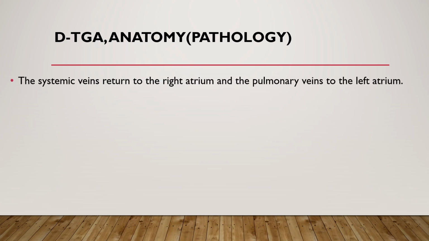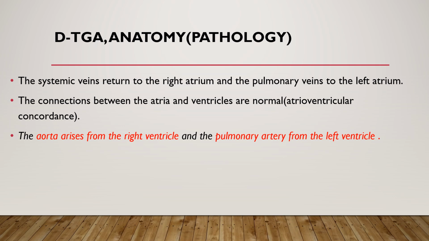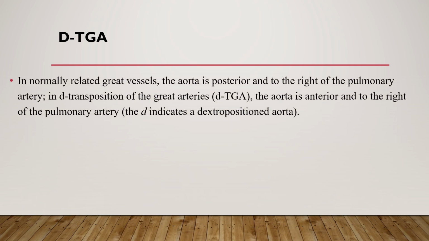When we see DTGA, in this case, the systemic veins return to the right atrium and the pulmonary veins to the left atrium normally, and the connection between the atria and the ventricles is normal, atrioventricular concordance, and the aorta arises from the right ventricle and the pulmonary artery from the left ventricle. In normally related great vessels, the aorta is posterior and to the right of the pulmonary artery, and in D-transposition of the great arteries, the aorta is anterior and to the right of the pulmonary artery. That is why it's called D, which indicates dextroposition of the aorta.